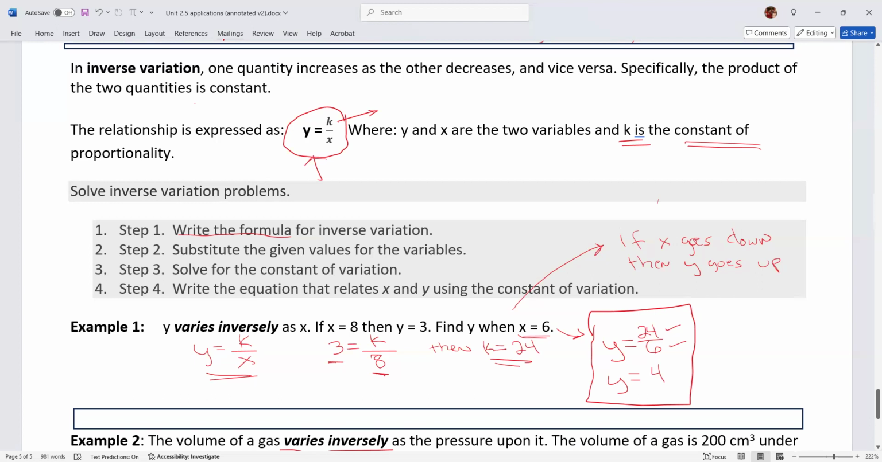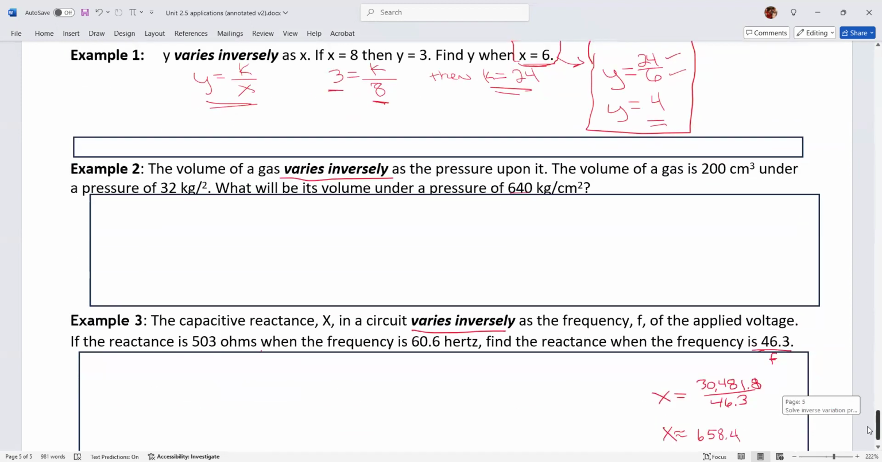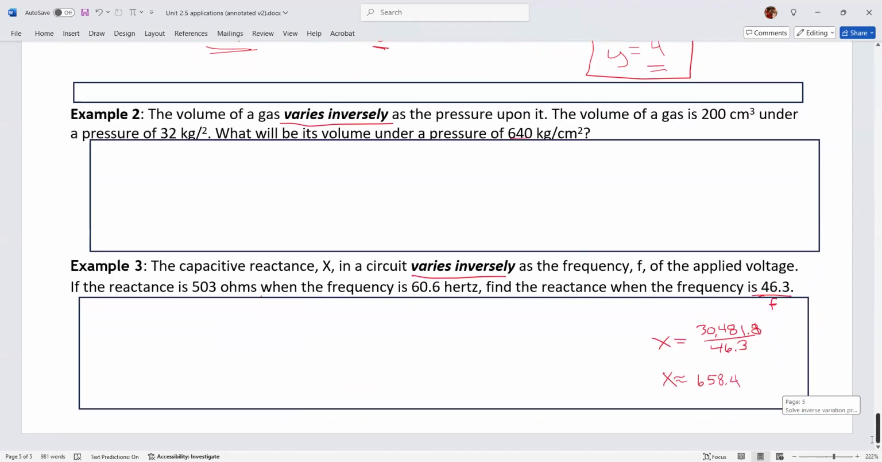Once I've solved it, then they want me to find y when x is equal to 6. So the x value replaces x in the formula. I'm solving for y. I know what k is. In this case, it just simply reduces to y is equal to 4. And it makes sense. If my x value goes down from 8 to 6, my y value must go up. So it goes from 3 to 4. So the answer does make sense. Okay, let's just look at a couple more examples. There's not much else to say.